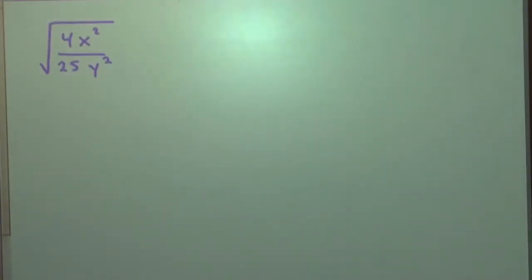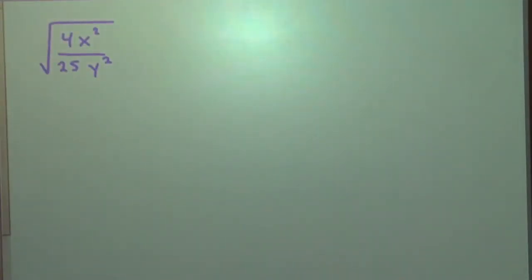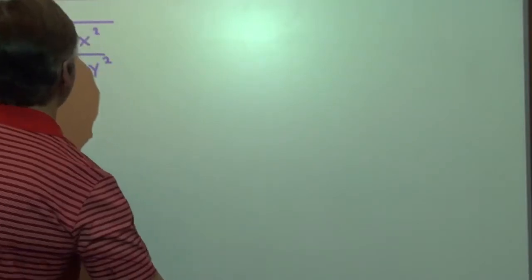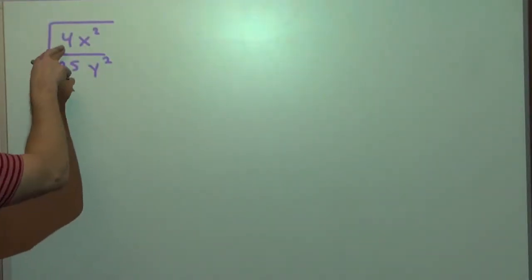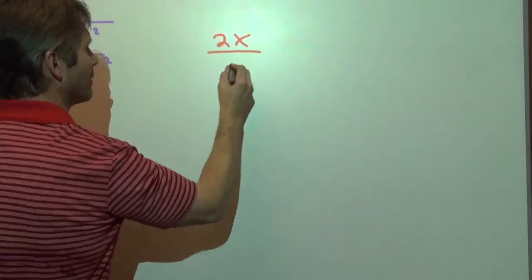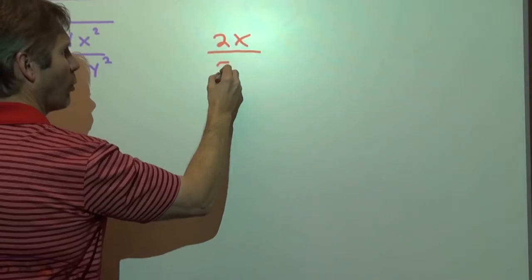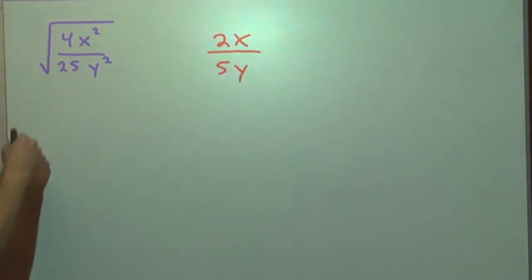And finally, this puppy right here. That radical affects both the numerator and the denominator. So we can do this pretty much in one shot. The square root of 4x squared is 2x. The square root of 25y squared is 5y, because 5y times 5y will give us that. There it is. That's what comes out of the radical sign.